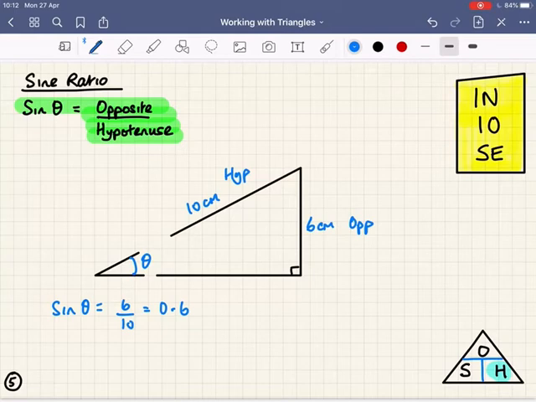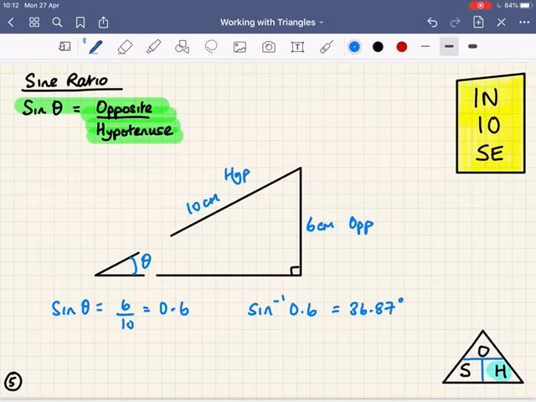Now, on my calculator, I can then use that information to find the size of the missing angle just by using the function on your calculator, sine to the minus 1 of 0.6, the inverse sine ratio, and that will then work backwards to tell me the missing angle, which is 36.787 degrees.